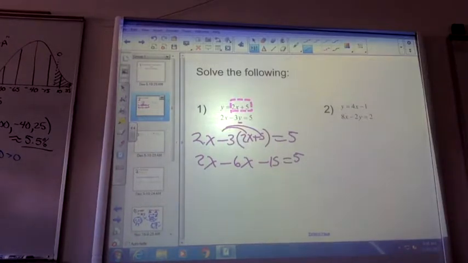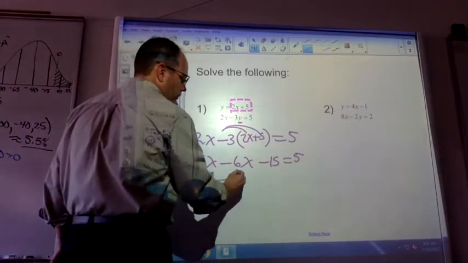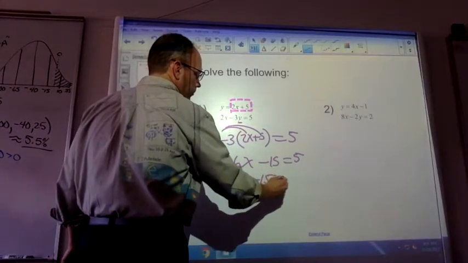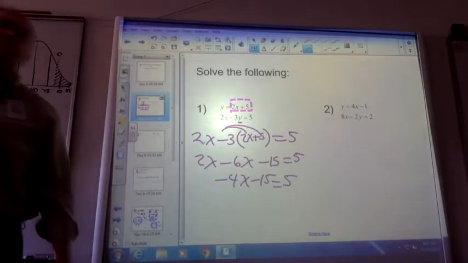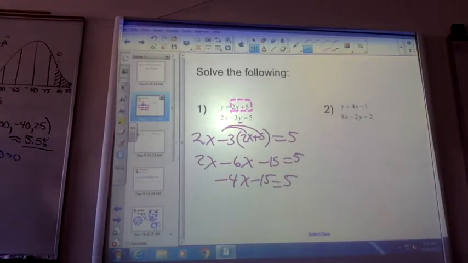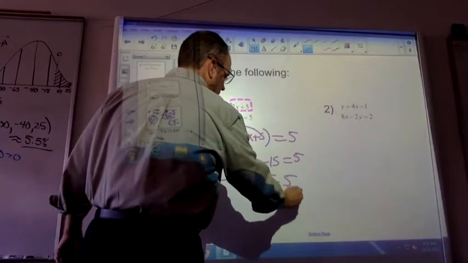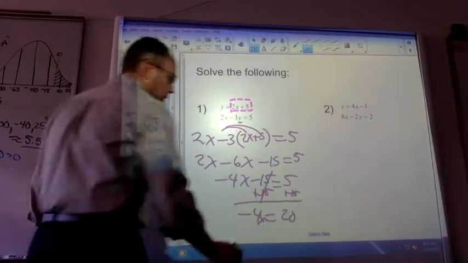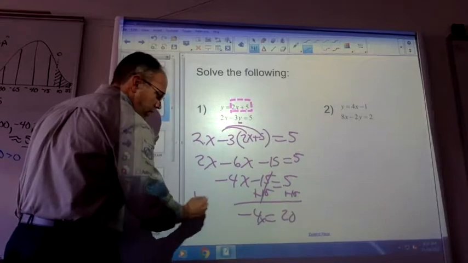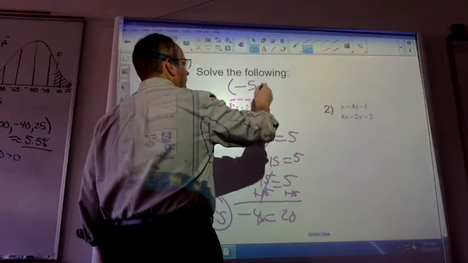If I combine 2x and minus 6x, 2 minus 6 is? Negative 4x, thank you. Okay? What's the next step? Minus 15. Subtract 15. Almost. Add 15. Gets us 20, right? That works out nice. So negative 4x equals 20. Divide each side by negative 4, so I wind up with x equals negative 5. Okay, so I get negative 5, comma, blank.